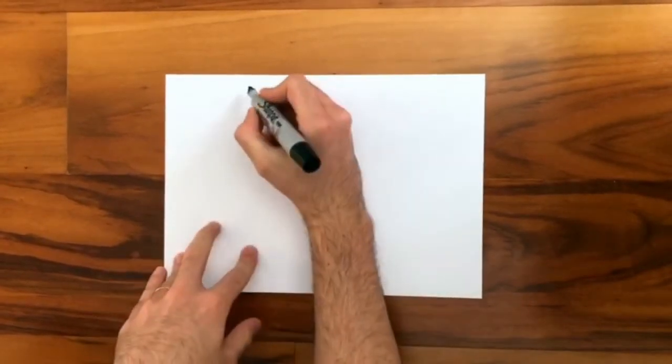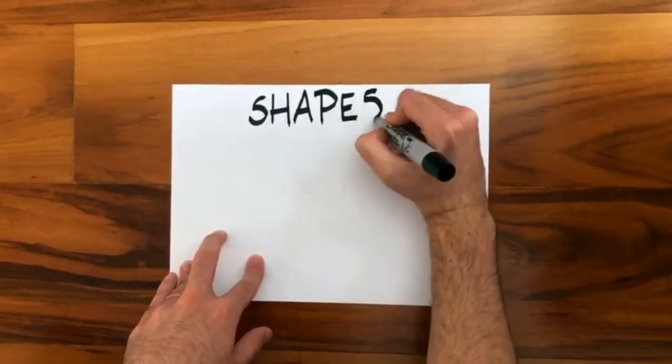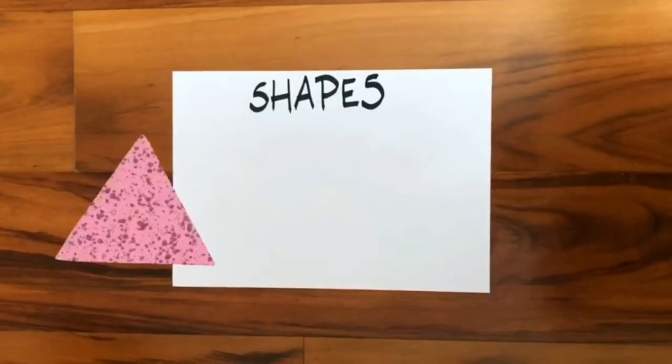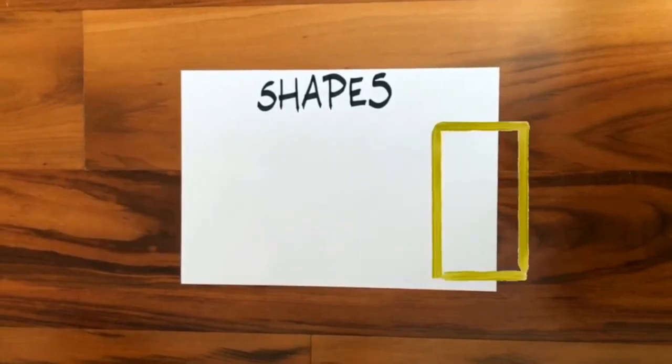For today's activity, we will talk about shapes again. But this time, we are going to create shapes step by step. And for that, we will need paper, some glue, and toothpicks, precisely 13 of them. We start with the paper and on the top we write shapes. The shapes we are creating today are triangle, square, and rectangle.